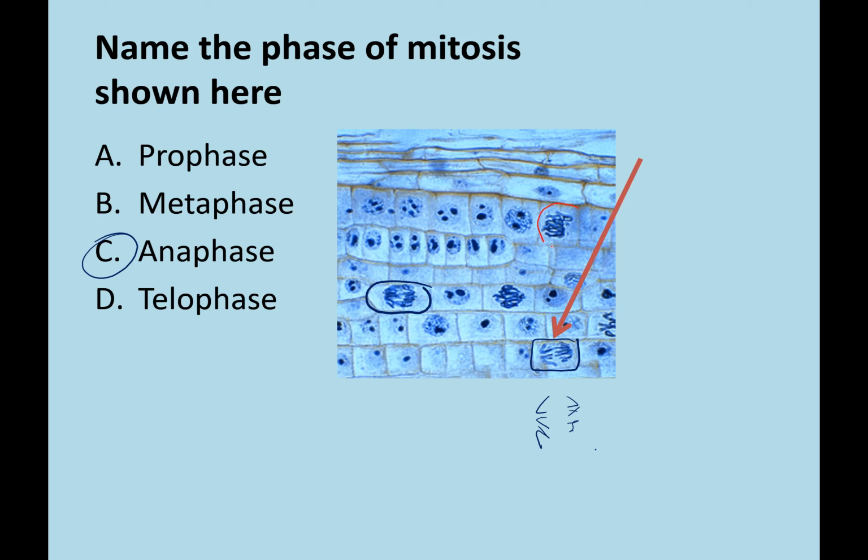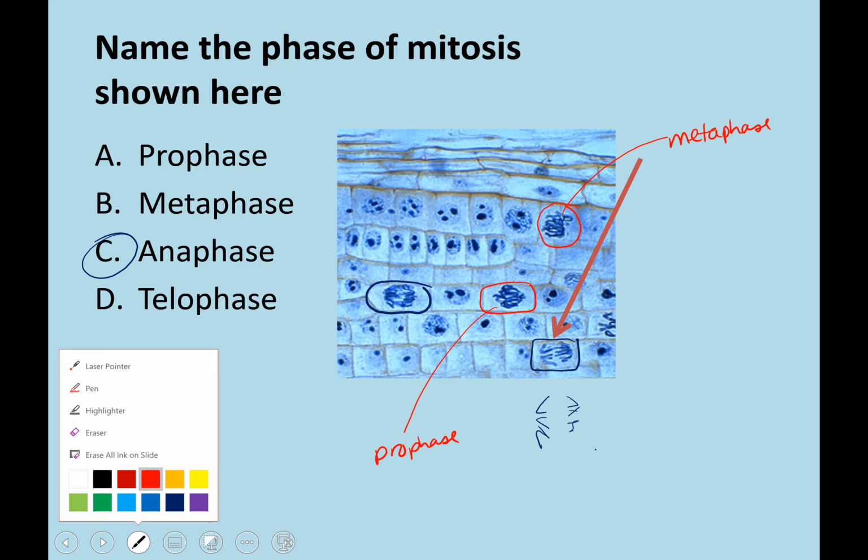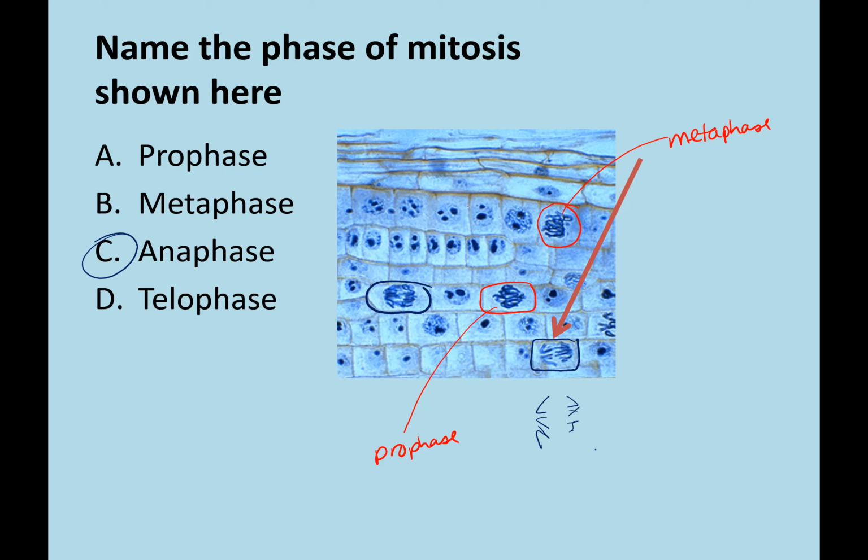This one I wouldn't give you because it's hard to tell, but this is probably metaphase. This one I would say is probably prophase. And then, for instance, these cells are in interphase. These cells, if you can see they're smaller, they just divided.